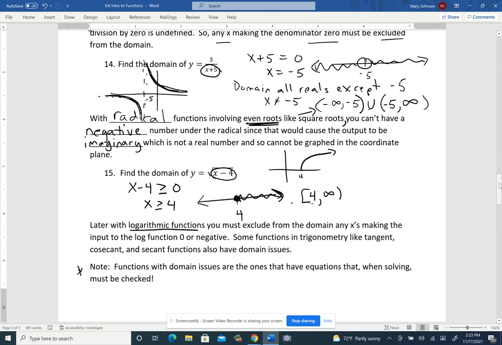All right, I need to do the function notation, but I'm going to stop the video at this point and just do that in a separate video.